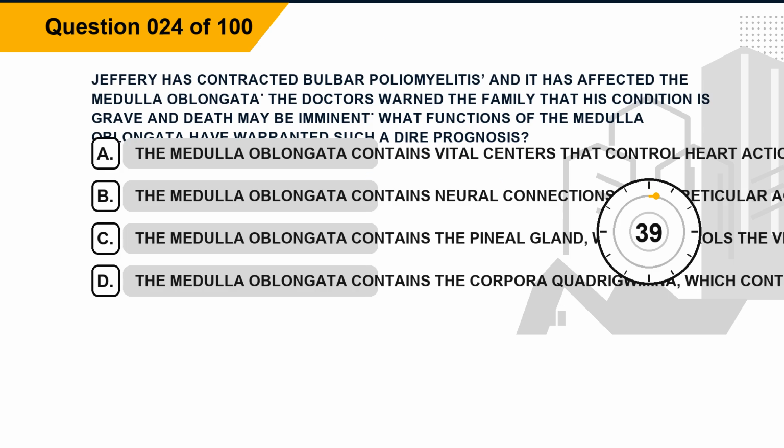Question 24. Jeffrey has contracted bulbar poliomyelitis, and it has affected the medulla oblongata. The doctors warn the family that his condition is grave and death may be imminent. What functions of the medulla oblongata have warranted such a dire prognosis? Option A. The medulla oblongata contains vital centers that control heart action, blood vessel diameter, and respiration. Option B. The medulla oblongata contains neural connections of the reticular activating system. Option C. The medulla oblongata contains the pineal gland, which controls the vital centers. Option D. The medulla oblongata contains the corpora quadrigemina, which controls the neural transmission of impulses along the spinal cord.